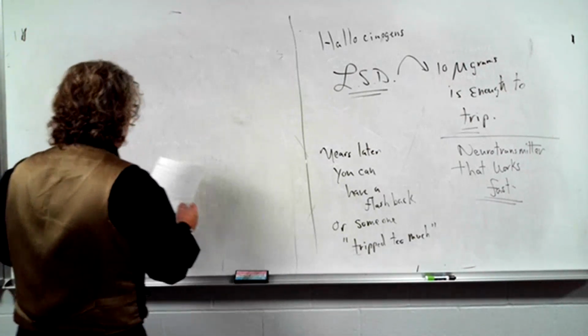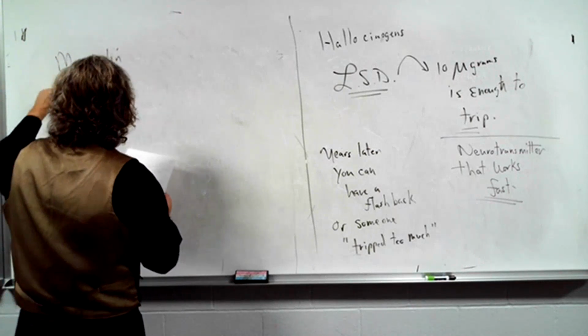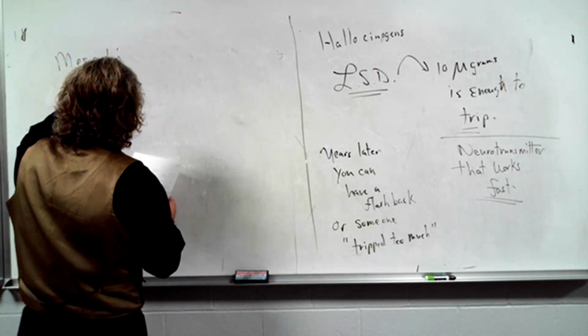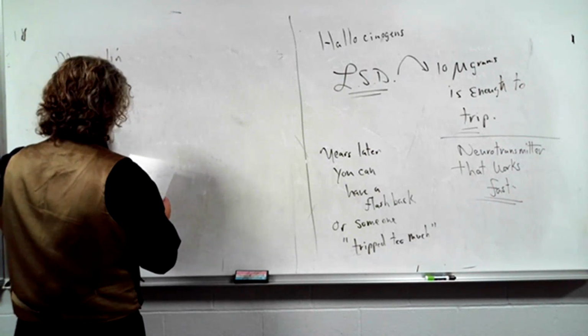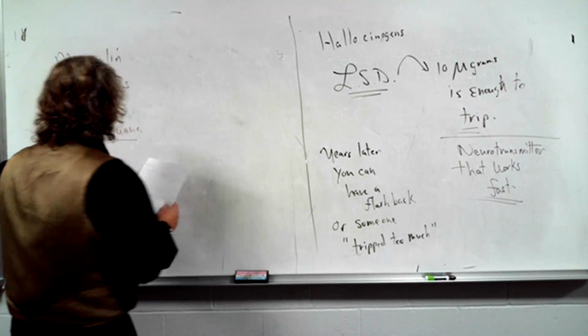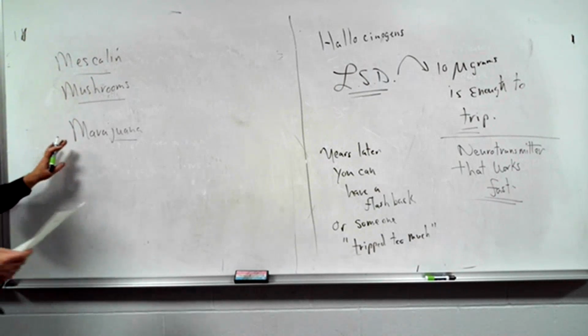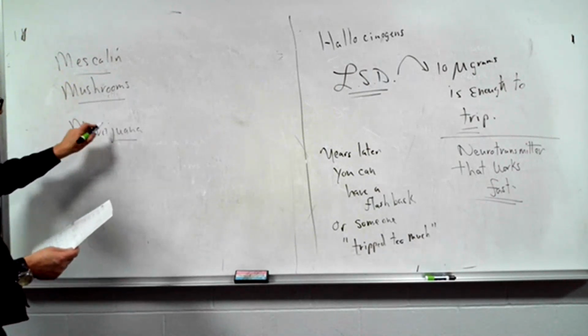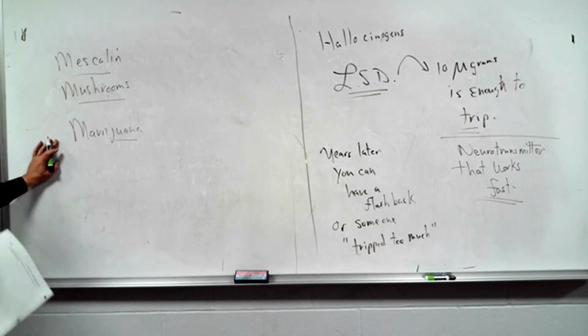Now, the natural ones: mescaline, mushrooms, marijuana. You don't think of marijuana as hallucinogenic, but you've got to be careful with this one, smoking it versus eating it. If somebody eats too much of this stuff, they're gonna see trails, which is partially hallucinogenic.